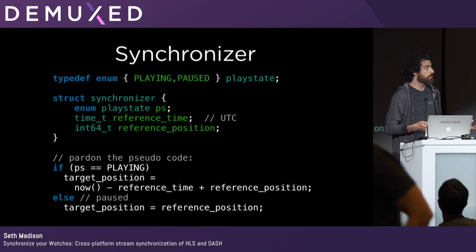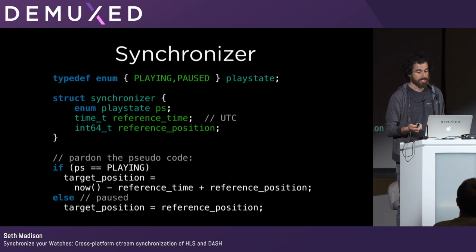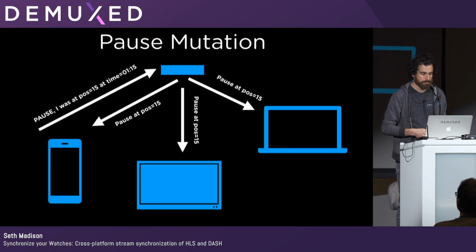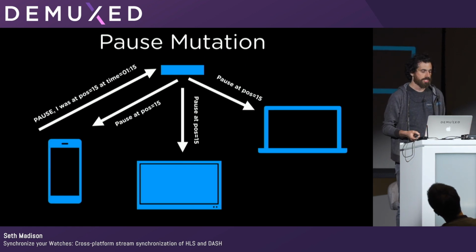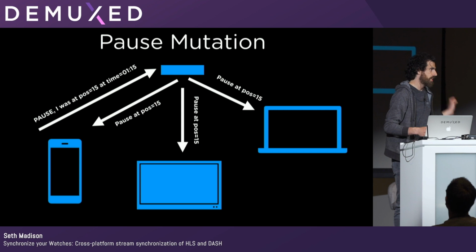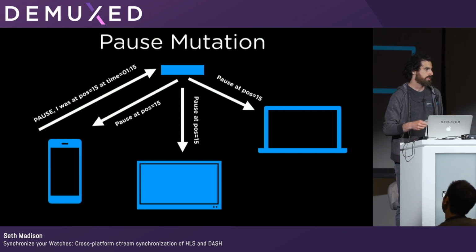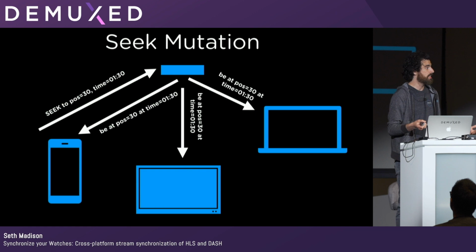I mentioned that we have shared controls, so we need to allow our clients to mutate this thing. That's a pretty simple operation. A client can say, hey, change the state to paused, and the server will broadcast a message out to all the clients that says, hey, here's the new synchronizer with its new state. Similar operation for seek, where instead of changing the play state, we're going to change the reference time and reference position to something else, and the same thing happens. Cool.